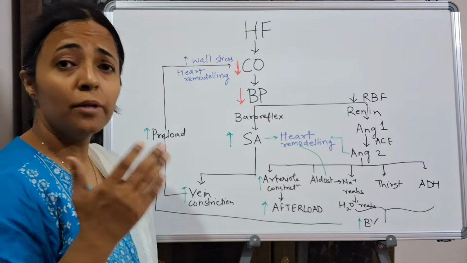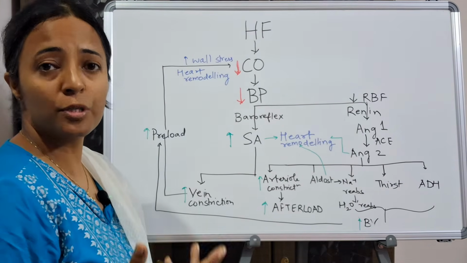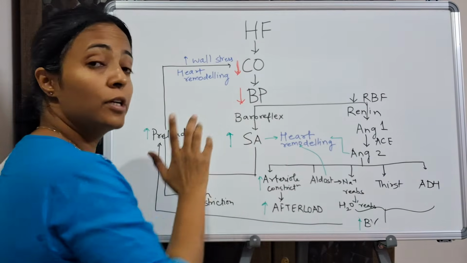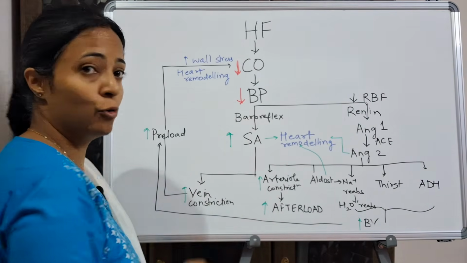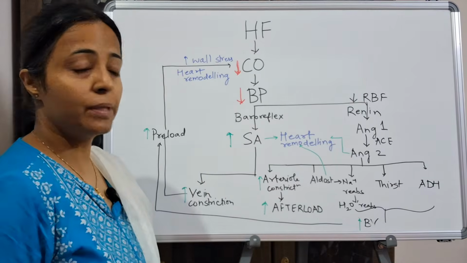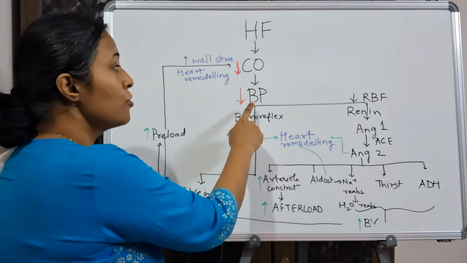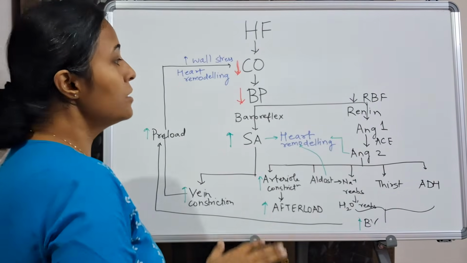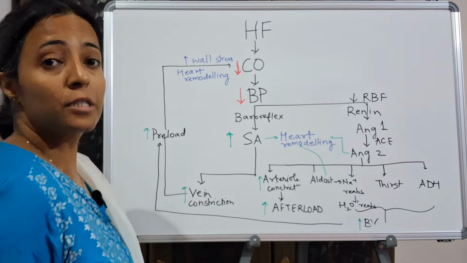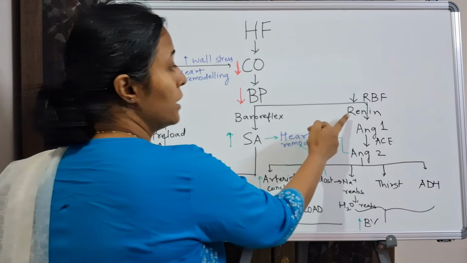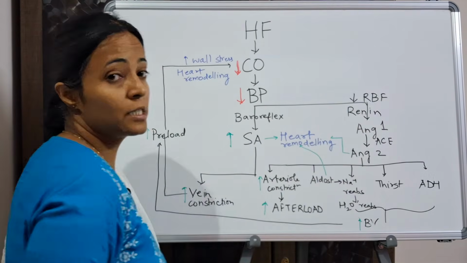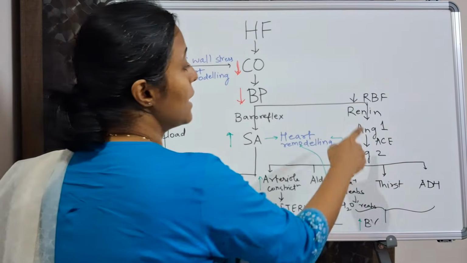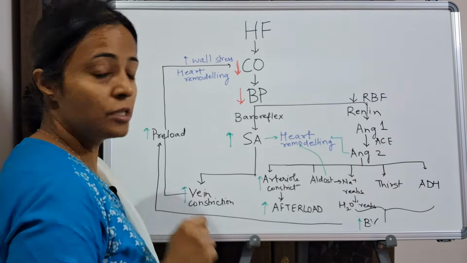Now, whenever there is a fall in blood pressure, the body initiates responses so as to correct the blood pressure. These are activation of the sympathetic nervous system by means of the baroreflex. So there is an increase in the sympathetic activity, and also because of the decrease in the blood pressure, there is a decrease in the renal blood flow. This causes activation of the renin-angiotensin system. So there is release of renin, which causes formation of angiotensin 1 from angiotensinogen, and in pulmonary capillaries, this angiotensin 1 is converted to angiotensin 2.